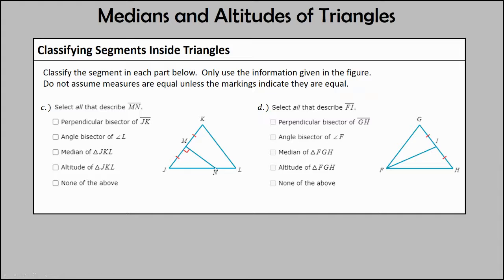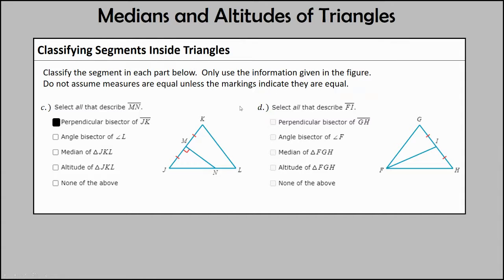How about MN here? Is it a perpendicular bisector? Well, is it perpendicular to JK and does it bisect JK? Yep. Is it an angle bisector? Well, we're not even extending from vertex L to bisect its angle, so no. Is it a median? Am I connecting L to the midpoint? No. Is it an altitude? Am I connecting the vertex L to the opposite side on a 90? No. The only one is that it is a perpendicular bisector.